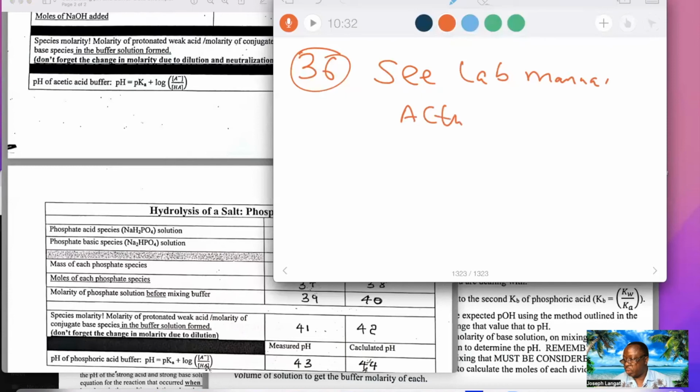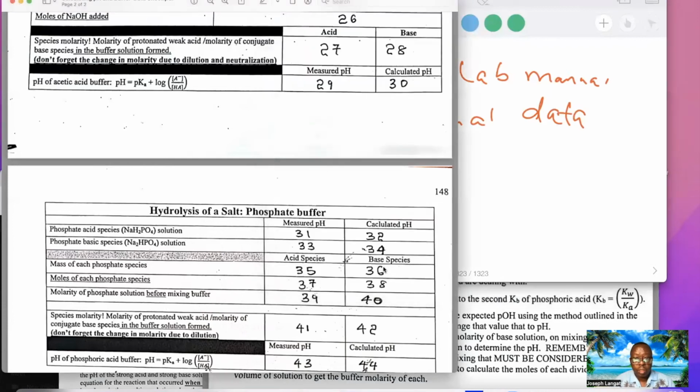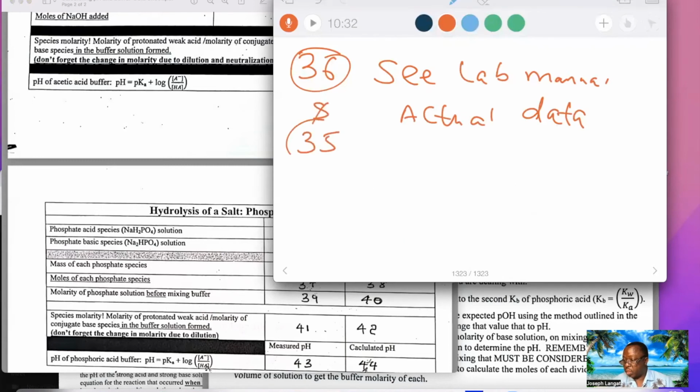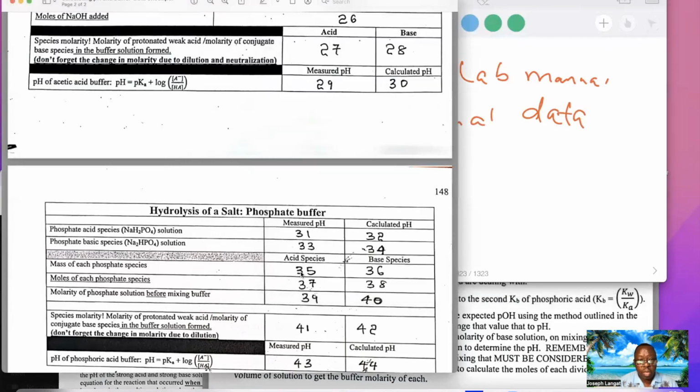Actual data. What I mean by this is whatever you recorded. Lines 35 and 36 are the same thing. You have to record the exact masses of what you recorded here, and here, the exact mass of each one of them.